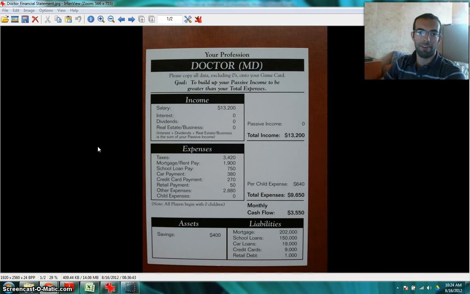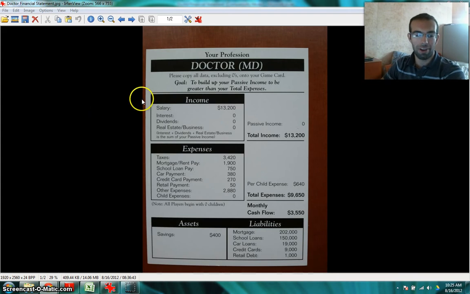Hi there, it's Mark Pfeiffer, and today we're going to go over this doctor financial statement here. We're going to look more specifically at the expenses and how reducing your liabilities decreases your expenses, which lowers the threshold that you need to have greater passive income than your total expenses to get out of the rat race.